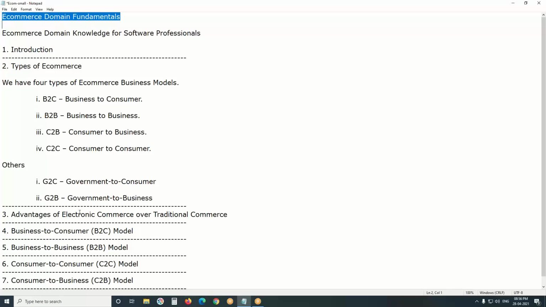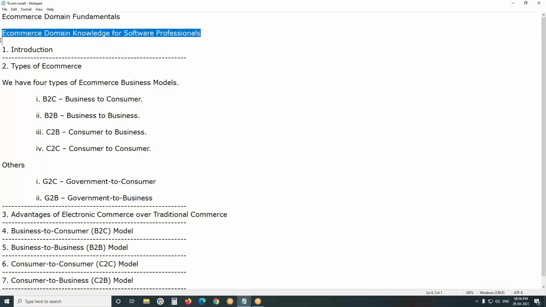E-commerce domain fundamentals. E-commerce domain knowledge for software professionals, business analysts, software developers, and software testers. First, introduction.